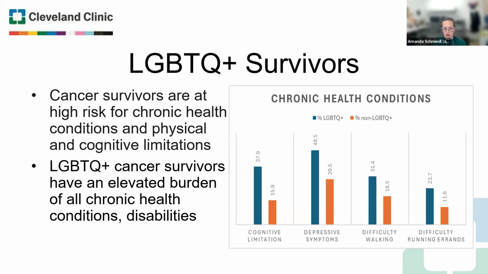And we know that some of this is because of the general barriers that we talked about previously: higher rates of being uninsured, overall lower socioeconomic status, stigma, but also higher rates of tobacco, alcohol, and drug use. So we are definitely sensitive to the fact that those of us in the LGBTQ plus population will likely have higher needs as survivors, and may need closer follow-up care, more specialized care.